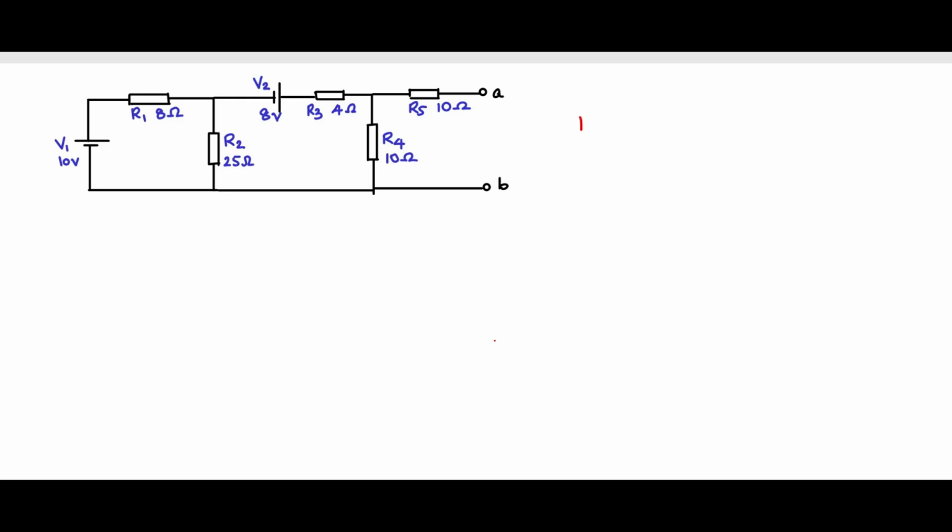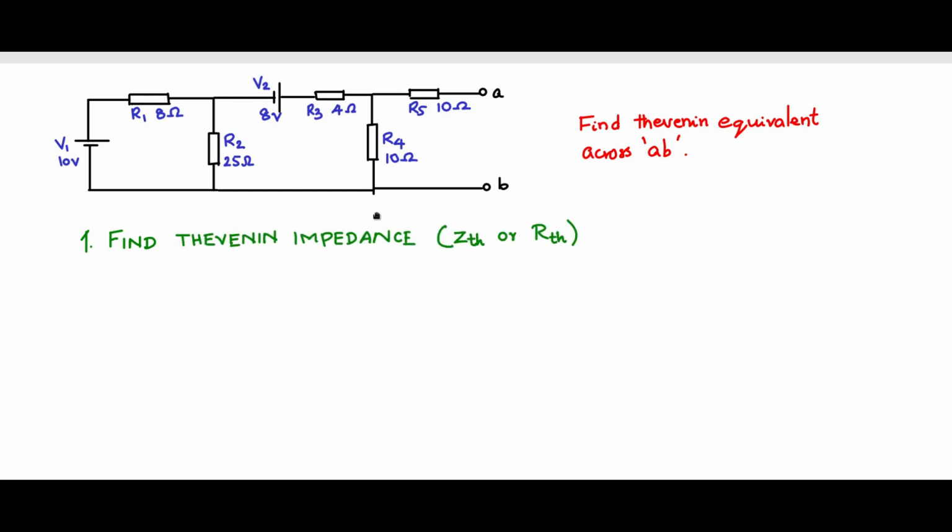Consider the circuit network shown here, and the objective is to find the Thevenin equivalent across AB. So how do we go about finding the Thevenin equivalent across these two nodes AB? First, we need to find the Thevenin impedance ZTH or RTH, and next the Thevenin voltage. So what are the steps? Find the Thevenin impedance. For that, you do the following.